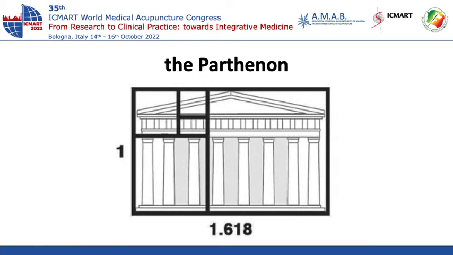The width of the Parthenon is equal to the height multiplied by 1.618. The height of the columns is equal to the height of the tympanum and the metopes multiplied by 1.618. The height of the tympanum is equal to the height of the metopes multiplied by 1.618.